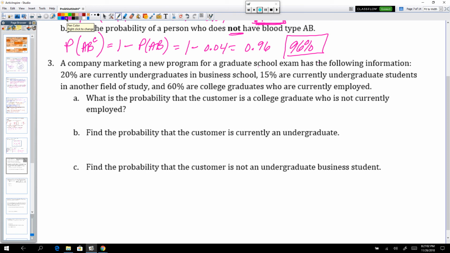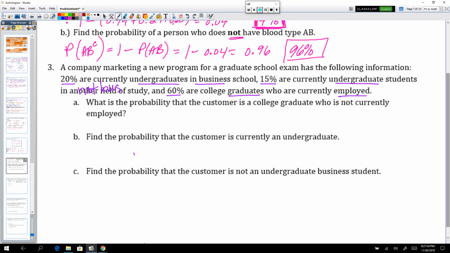A company is trying to market a new program for a graduate school exam and has this information. 20% of its market are undergraduates in business school. 15% are undergraduates in something else. I'm going to call this not business. Okay? Something else. 60% are college graduates who are employed. What's the probability that a randomly selected customer is a college graduate who is not currently employed?